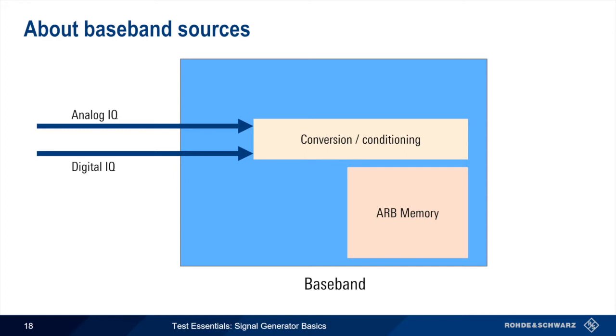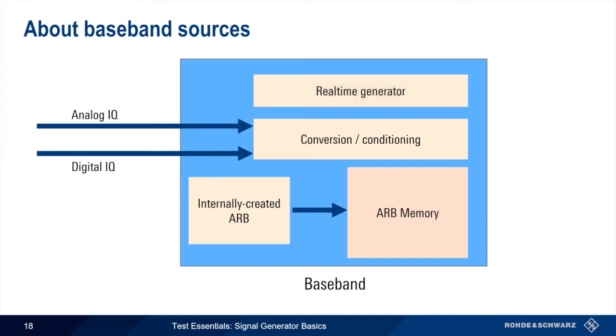ARB files can also be created within the generator itself using a graphical user interface to specify modulation parameters. And in some cases, IQ data signals can be created internally using a real-time generator, which can produce IQ values for any given duration of time. Note that a single baseband can only process one source of IQ data at a time. That said, many vector signal generators support multiple basebands, whose signals can be created either independently or combined. Let's look at each of these sources of baseband information a bit more closely.